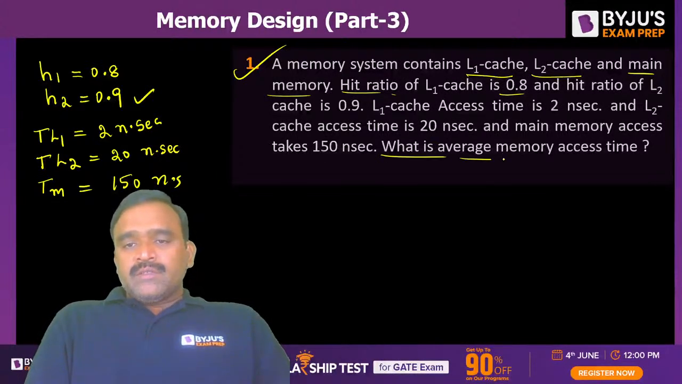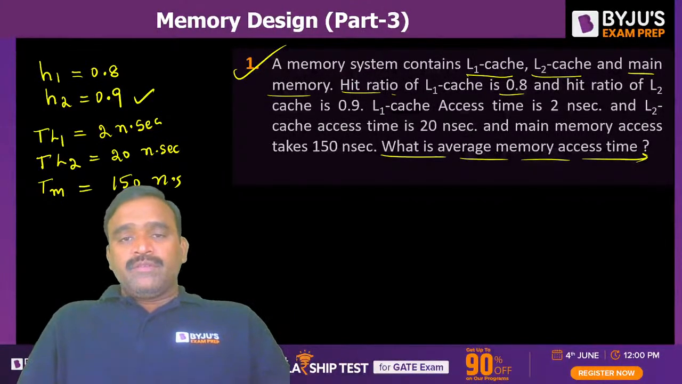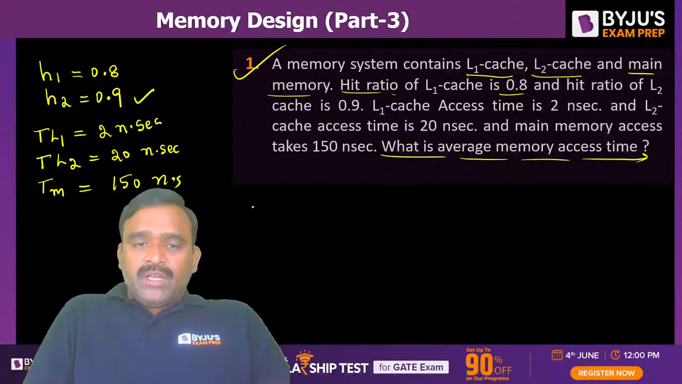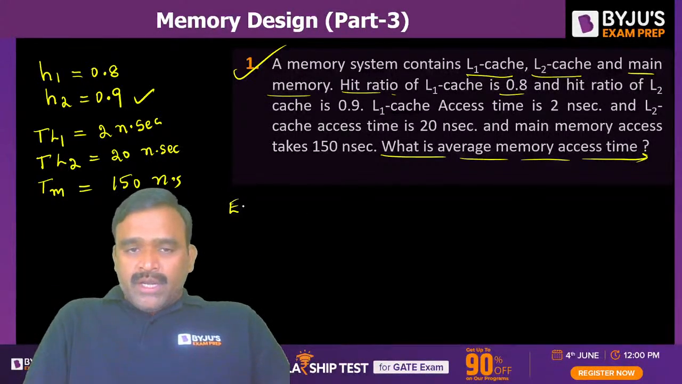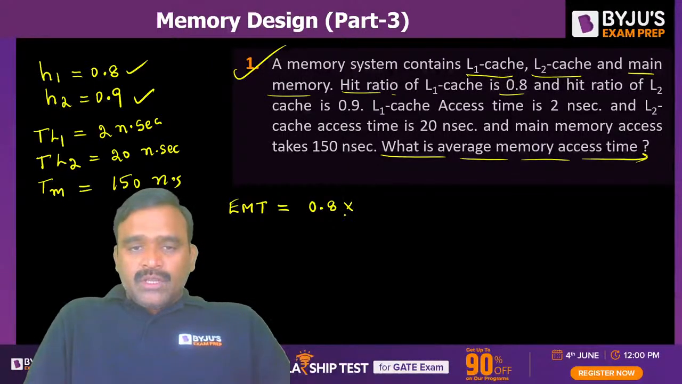Now, what is the average memory access time or effective memory access time? Here, there is absolutely no difference between average memory access time and effective memory access time. So in short form, I am writing average or effective memory access time is equal to H1. For example, 80% of the time we are able to find the data in L1 cache only. What is the L1 cache access time? Only 2 nanoseconds it takes. In addition to this, if there is a miss in the L1 cache, 1 minus H1, that is 20%.